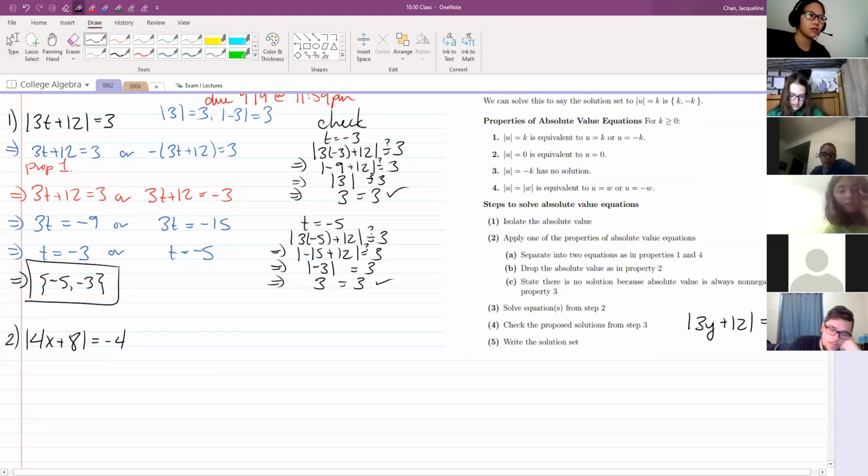Like I said in my lecture video, you could apply property 1 and then you'll see that both answers are contradictions, so it's not a solution. But let's go ahead and just apply property 3. By property 3, no solution. So you can just give me the empty set. Very good.